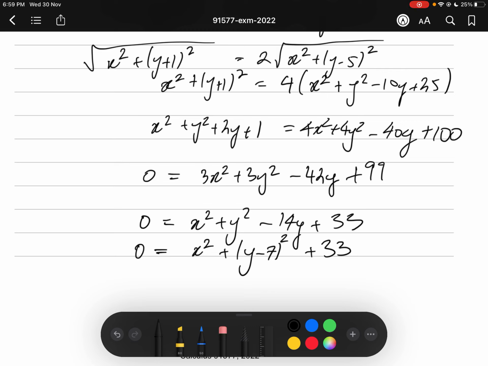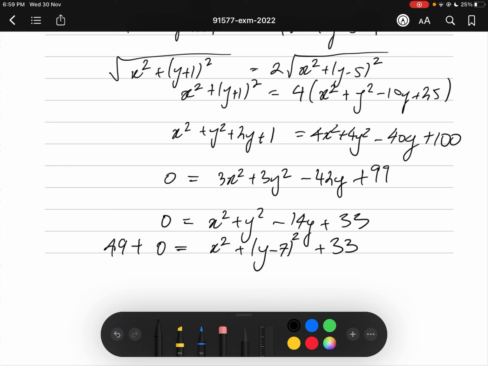So if we add 49 to the right, we also have to add 49 to the left in order to make it equal to each other. So don't forget to add the 49 here on the left. Alright, so let's subtract 33 from both sides. So we have 49 minus 33 is 16, and that is equal to x² + (y − 7)². And that is in the form required.